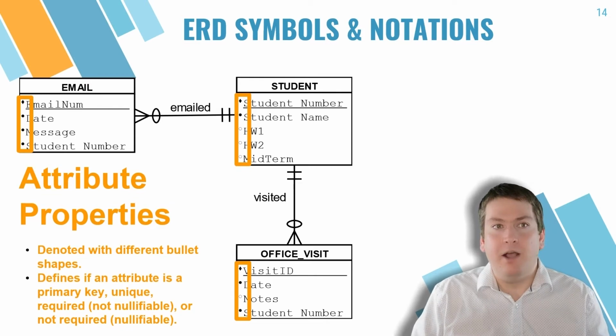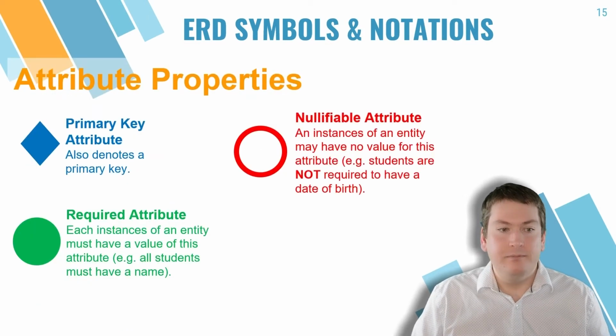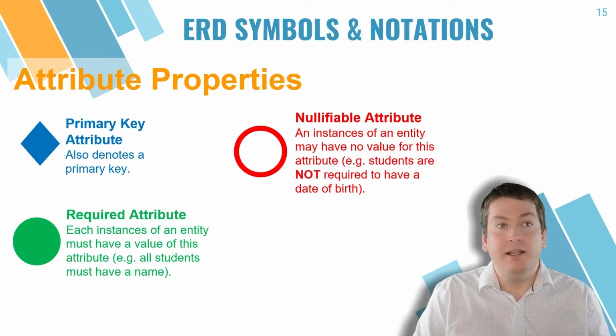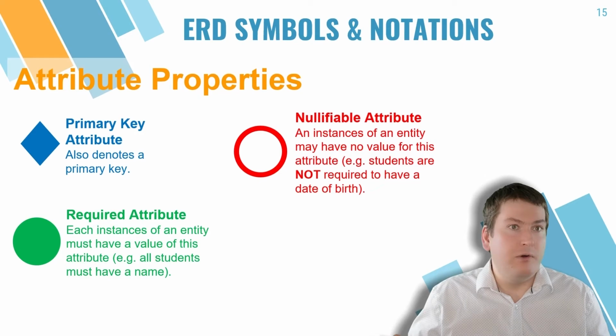When we're thinking about attributes, we need to think of three things. Is it a primary key? Is it required? Or is it not required, nullifiable, optional? The three things: is it a primary key? Is it required? Or is it not required?